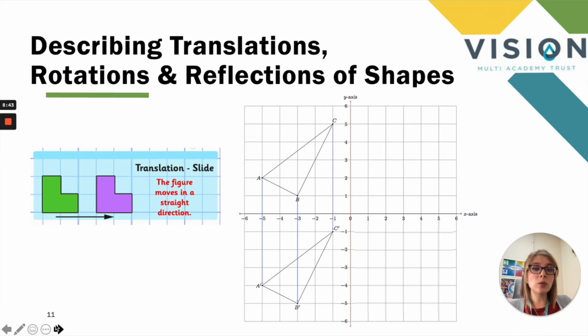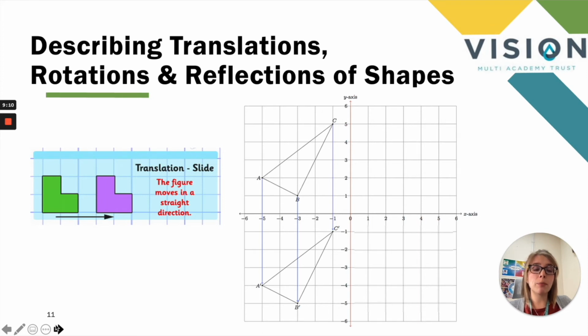So again, we're going to be looking at describing translations, rotations and reflections of shapes, but this time it will be within the 4 quadrants. So we already know that translations simply mean moving the shape from one space to another. So if we look at the translation of the triangle that's drawn on the 2nd quadrant, all we need to do is to simply pick a point on that triangle and count how many squares it's been moved by.